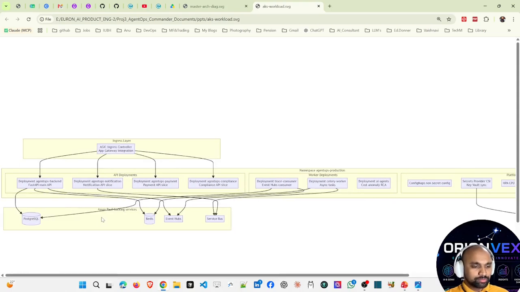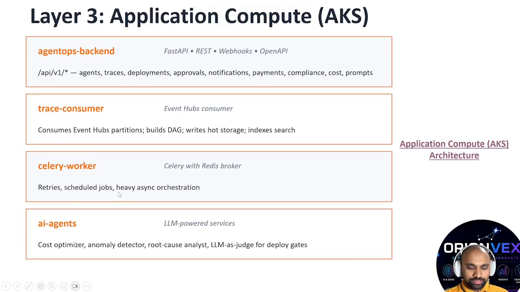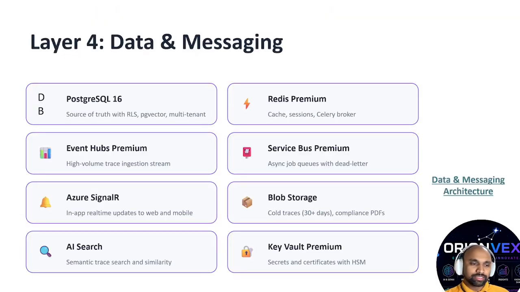Next comes the Azure PaaS backing services. We are using PostgreSQL to save the database, Redis for caching, Event Hubs for event management, and Service Bus for deployment, Celery worker, and async task control. Okay, so let's go to the next slide that's related to the data and messaging layer.